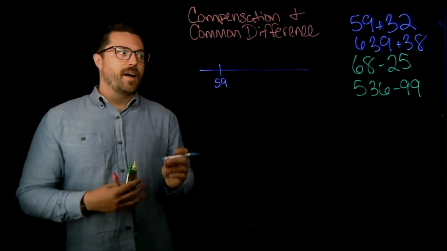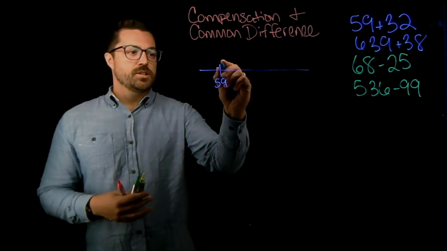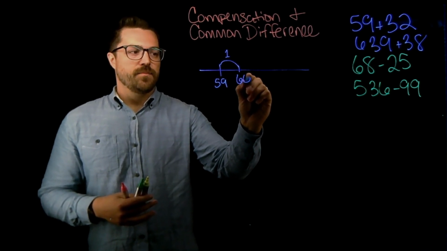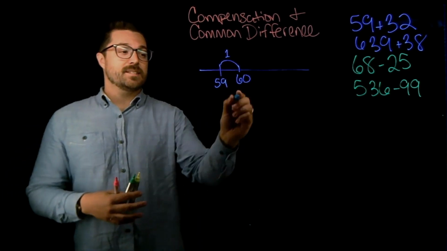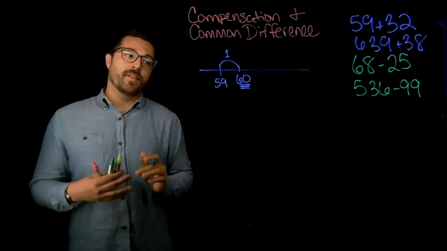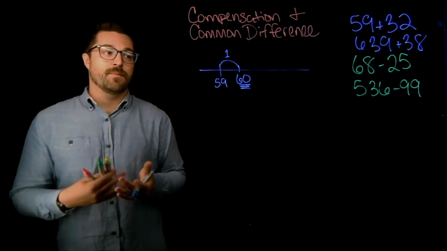But instead of adding 32, the first thing that I want to do is just add 1 and get to 60, because 60 is a really friendly number. This is similar to some other friendly number type strategies. It's rooted in the same concept. It's rooted in the same reasoning.